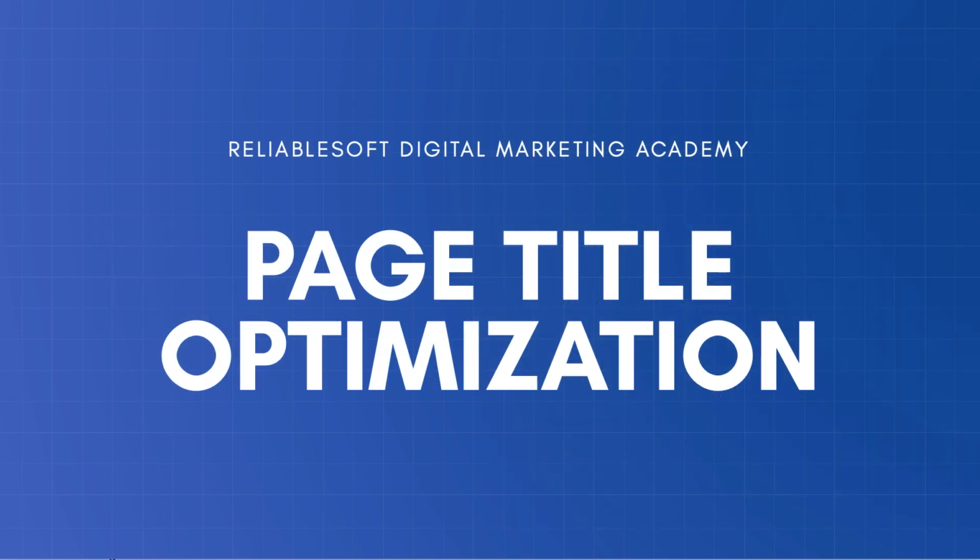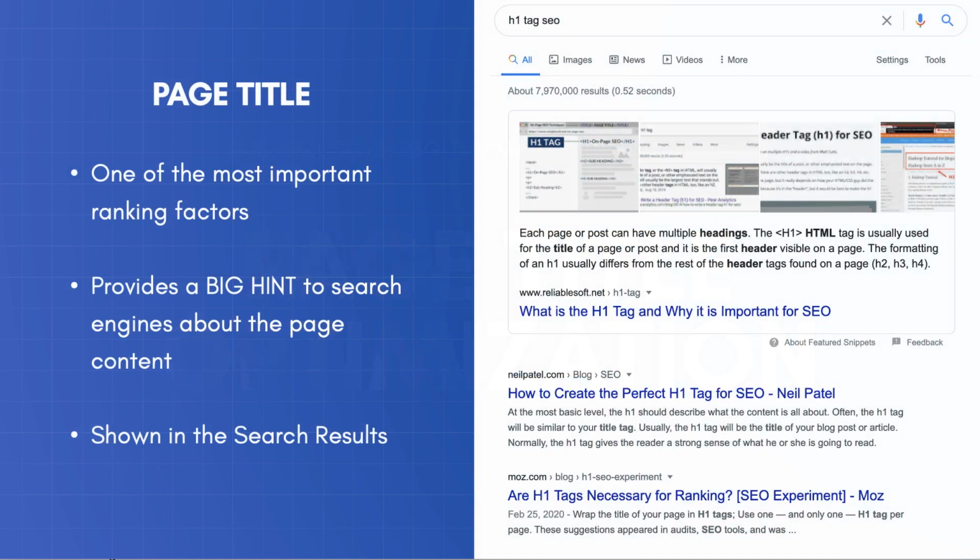Page title optimization is one of the most important SEO ranking factors. The page title provides a big hint to users and search engines about the page content. It is shown in your search snippet in the search results, and it's also shown in your social media postings.